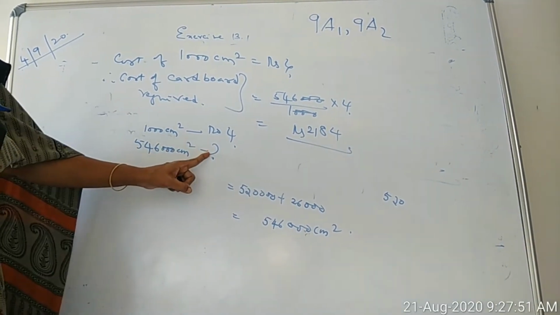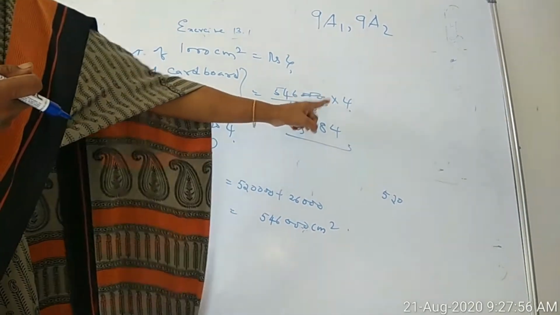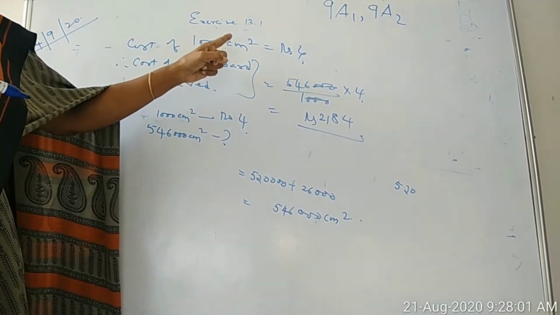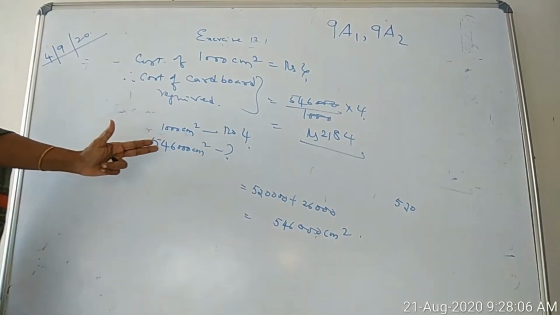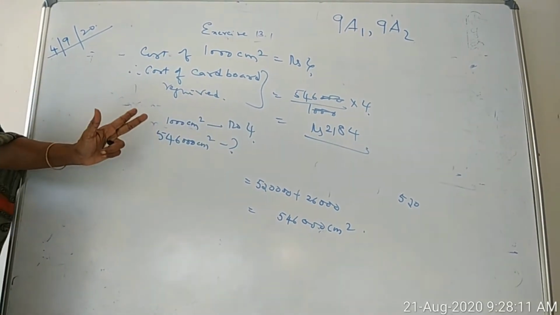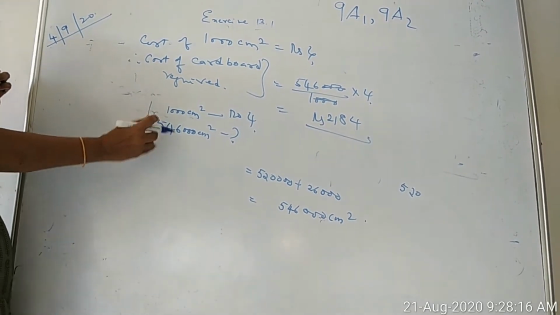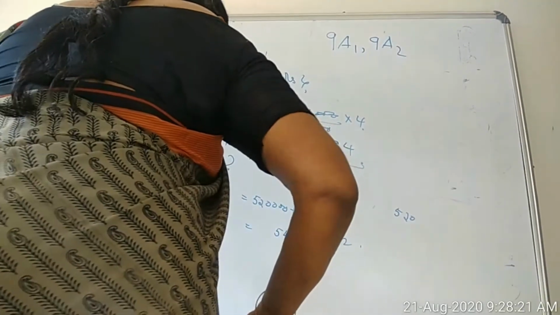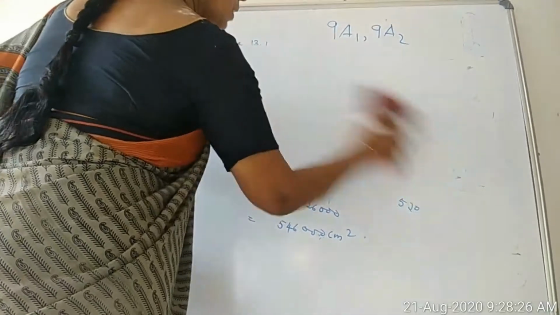5,46,000 centimeters square cost is how much? 5,46,000 by 1000 into 4 is equal to rupees 2,184. If you want, you can find the cost of 1 centimeter square and multiply by 5,46,000, or you can use the direct variation. 1000 centimeters cost is 4 rupees, means 5,46,000 cost is more. So it is 5,46,000 into 4, that is how much? Rupees 2,184. Followed, girls? Coming to the next sum.